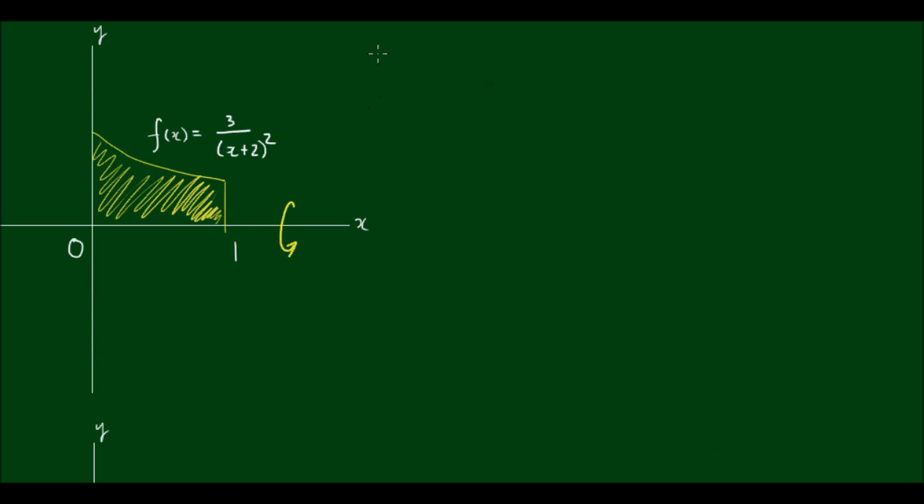So our formula for the volume of this function revolved around the x-axis between this interval is given by V is equal to pi times the integral from x equals a to x equals b of f squared x, or f of x squared, dx. I'm going to make things a bit simpler by first evaluating what f of x squared is equal to.